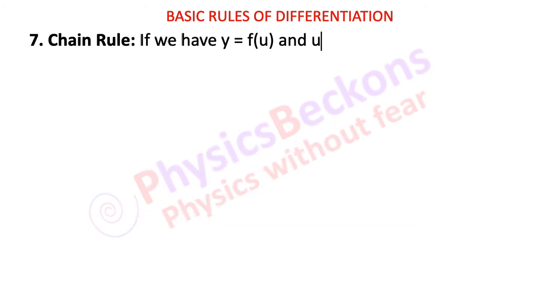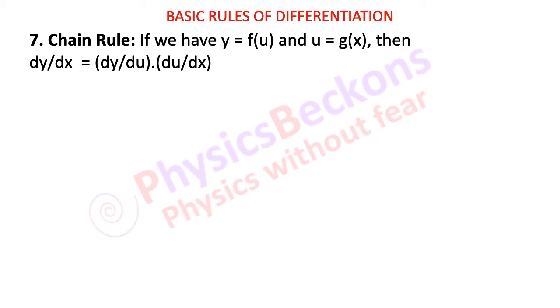The chain rule. Here we have y a function of u and u a function of x. In such a case, to differentiate the function, we have to differentiate f with respect to u, that is f for y. You'll get dy by du multiplied by the differential of u, which is a function of x.